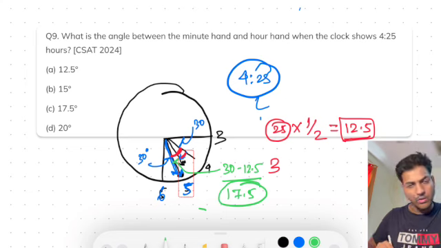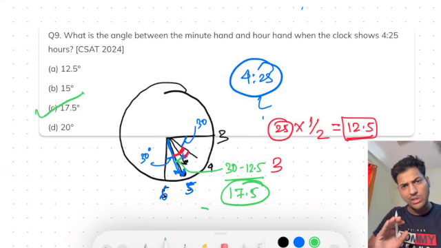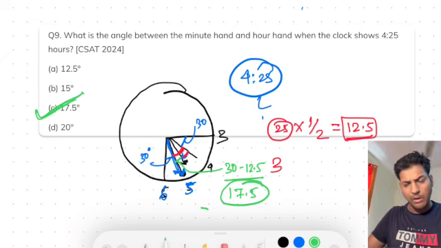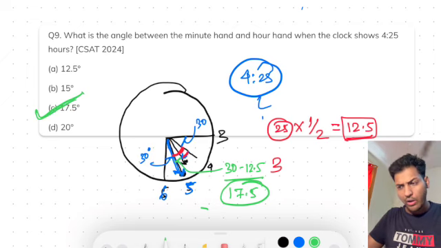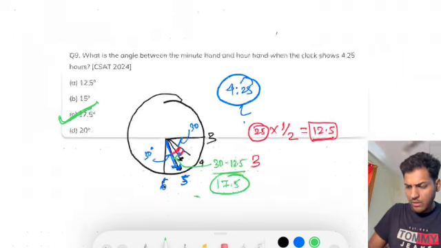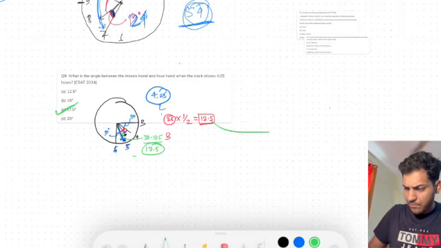Can you see? 17.5 degree. So what will be your answer? This C, very easily. Now can you see how easy is this question? Most of the students leave these questions in CSAT exam, and these are the easiest question for you to solve. So you can easily calculate the answer is 17.5 from what I have already taught to all of you. Now we will see a different question. Okay.